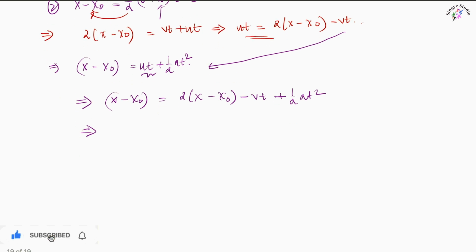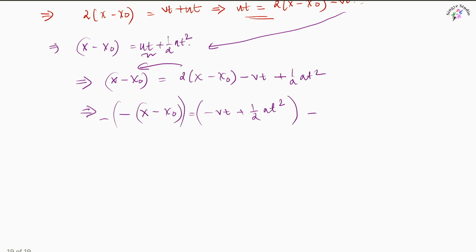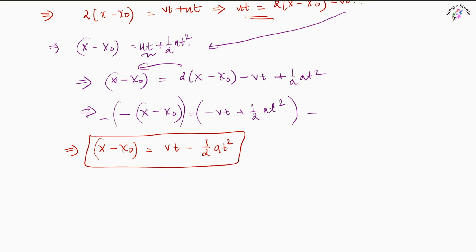And further simplifying this by grouping the like terms, we will get minus (x minus x naught) equals minus vt plus half at squared. And after multiplying the whole equation by negative, we will finally get positive x minus x naught equals vt minus half of at squared. So this is the final equation that we are getting, because see here we have negative, so negative will become positive and positive will become negative.